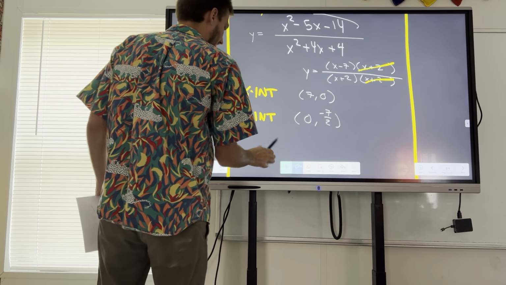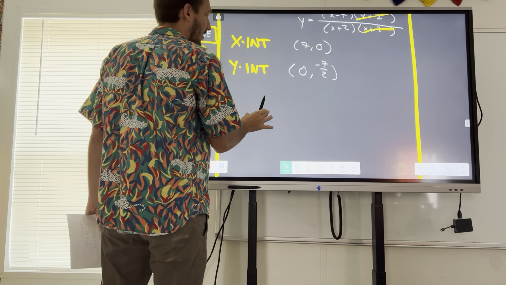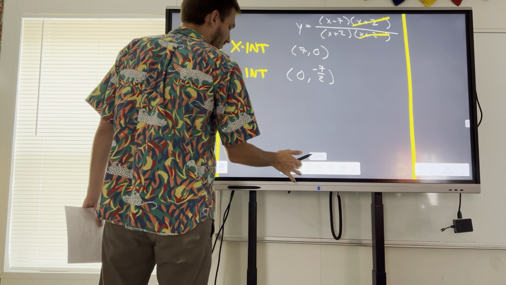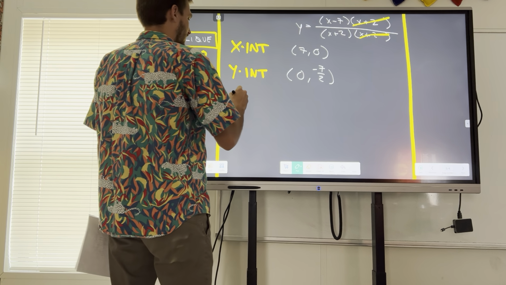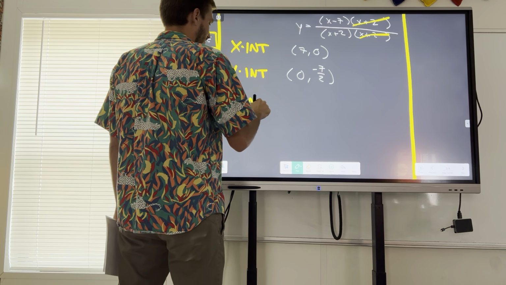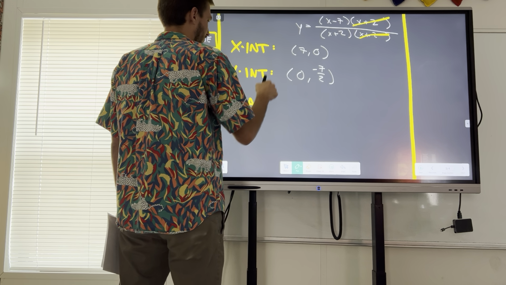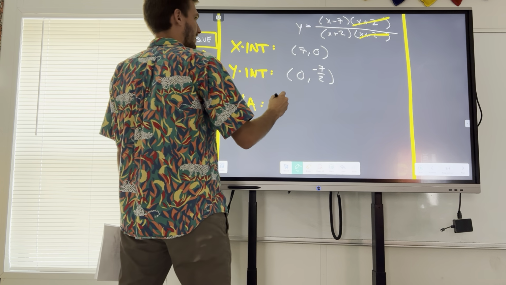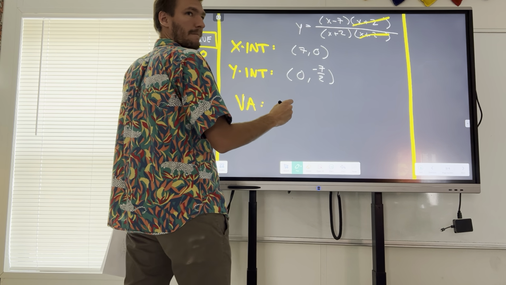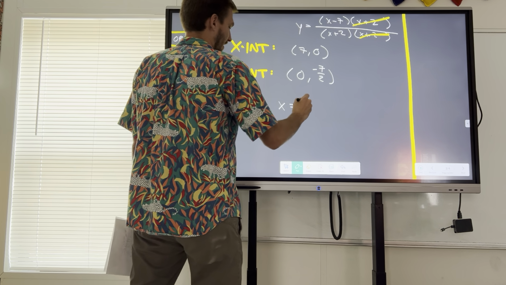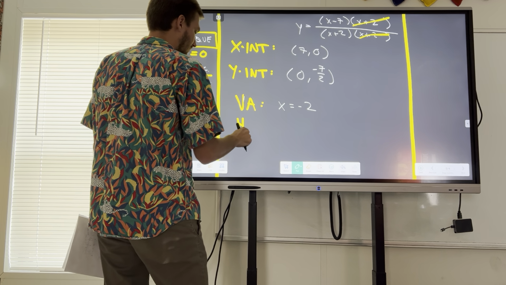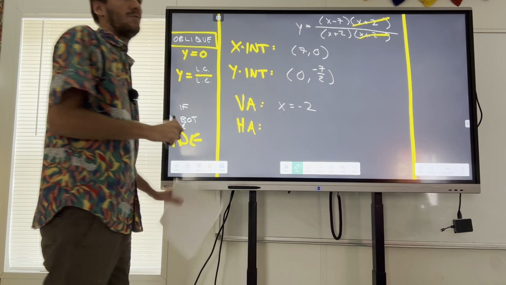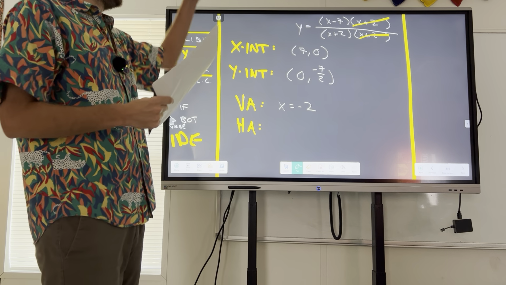All right, let's go and start talking about asymptotes. Vertical asymptote. I always like to do vertical first because this is like your real mayday. Vertical asymptote, anybody got that? X equals -2. Nice job. Now the horizontal asymptote. This is the one I put the star next to.